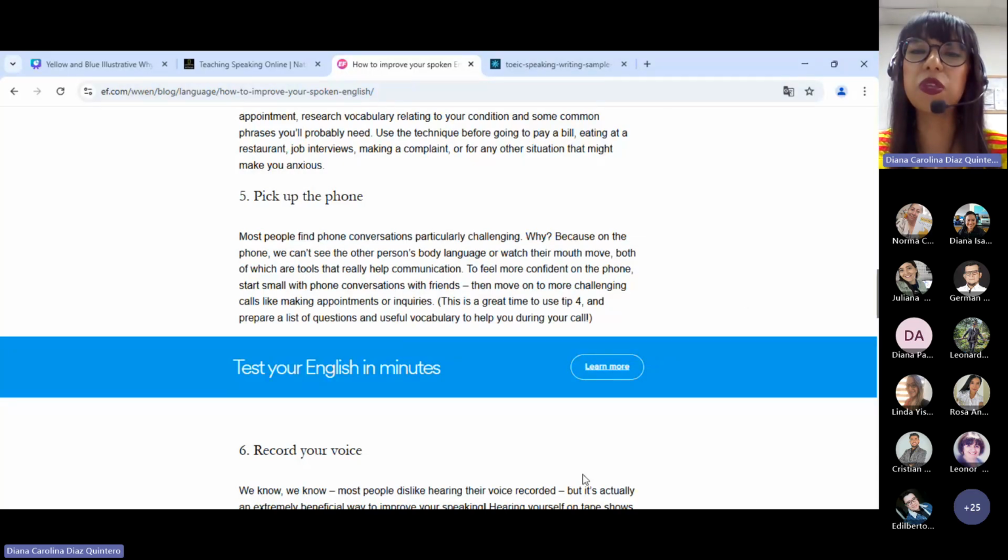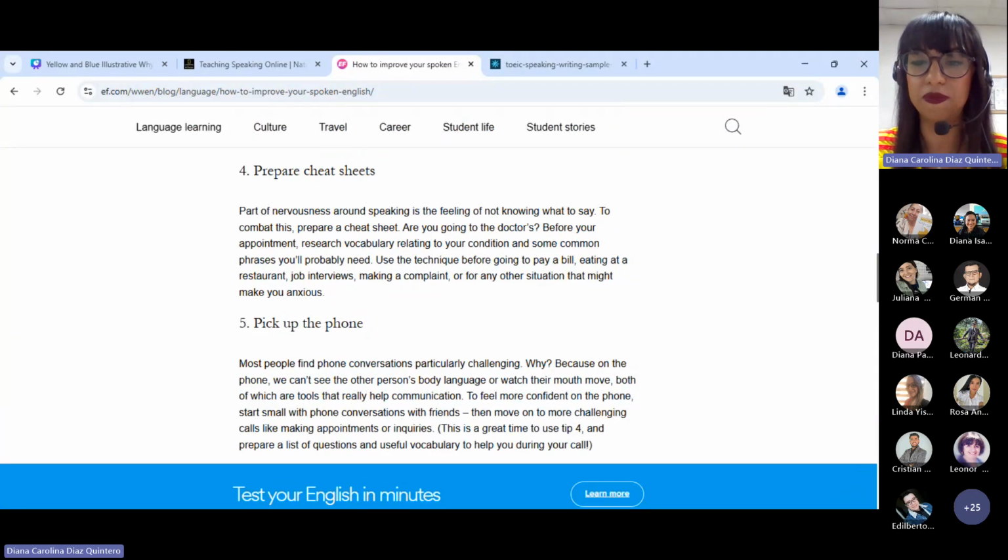What do you think about these first 5 strategies? What do you think, dear colleagues? Do you agree? Have you used some of these strategies in the classroom? What can you tell us about those 5 strategies? No, nothing. Okay, Juliana, what about you?